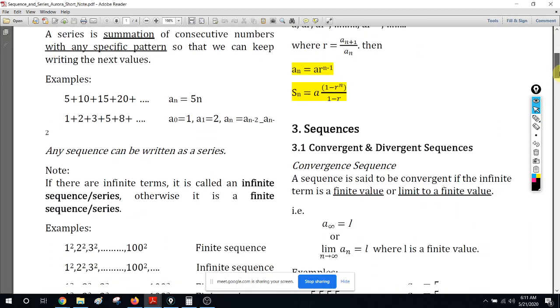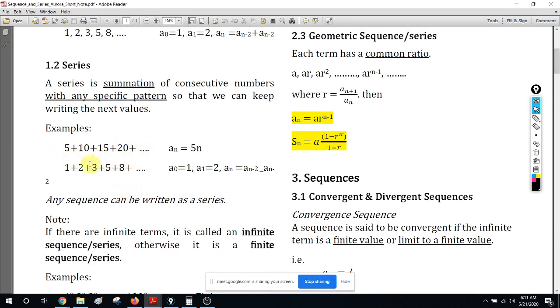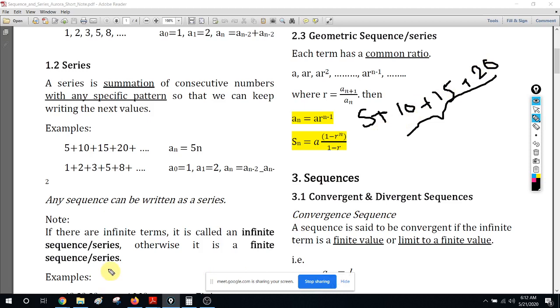So let's move on. We can look at a series in two ways. If you are going to sum the terms forever, we call it an infinite series. But if you are going to stop somewhere, for example, you start with 5 plus 10 plus 15 plus 20 and stop at this point, then it's called a finite series, because a finite number of terms are there. Sometimes we call it a partial sum. But if you are going to do this forever, then it's an infinite series.